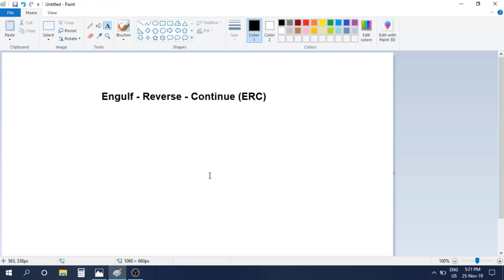So essentially ERC zones also look like demand or supply zones, but they are special in nature. And so today I'm going to show you how ERC zones get created. So let's get straight into it.